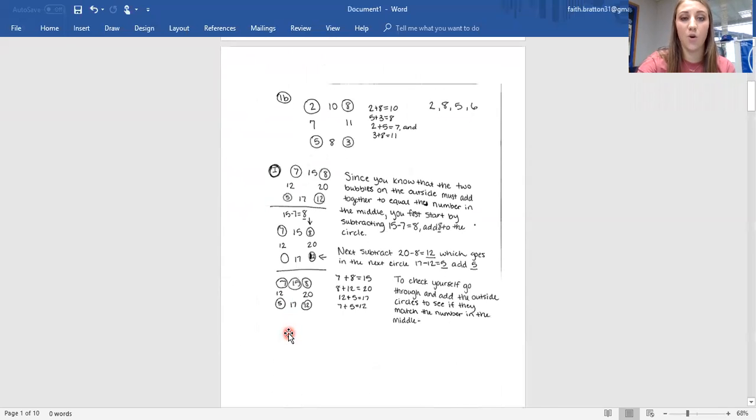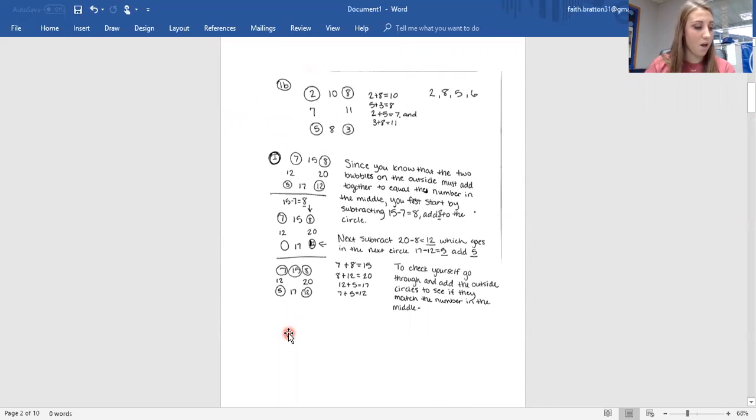Okay, so for 1B, study the sample diagram to the right, which is up top. It has 2, 10, 8, 7, 11, 5, 8, and 3. They're trying to get us to fill in the empty circles that are missing. It shows us that 2 plus 8, which are the 2 outside circles, equals 10, which is the middle one. 5 plus 3 equals 8, which is the middle on the bottom. And 2 plus 5 equals 7, and 8 plus 3 equals 11, right here.